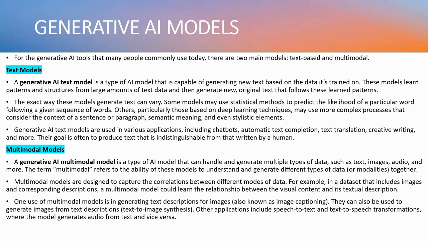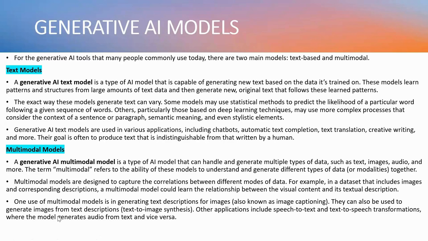So when we use ChatGPT and type or encode any text, the model understands the patterns, searches the repositories where the data was trained, and decodes the output. These models learn patterns and structure from large amounts of text data and then generate new original text that follows these learned patterns. Multimodal, as I told you, is a type of model that can handle and generate multiple types of data such as text, image, and audio together. One use of multimodal is generating text descriptions for images, also called image captioning, and generating images from text descriptions.